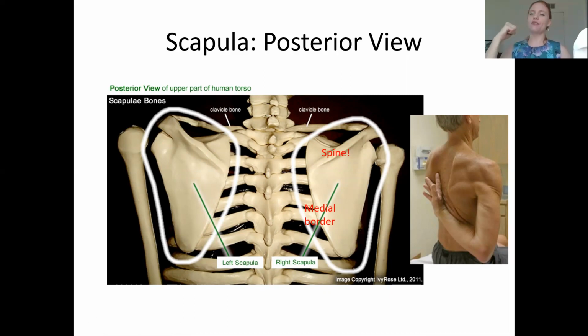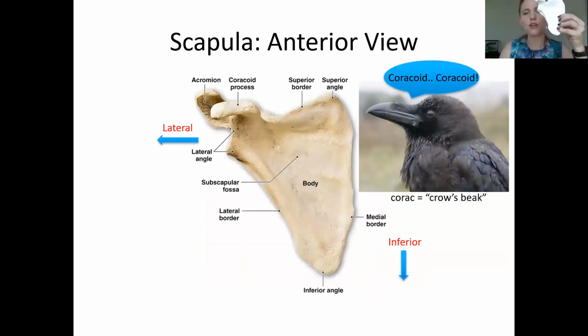Like your spine's on the back of your body, and you can actually feel the spine of your scapula. If you put your hand back there, you can feel that little ridge in the back. That would be the spine. So on this guy right here, that would be his spine. The spine is on the back, and on the front, it'll be flat. No spine on the front. So that's going to help orient you. This is the back, this is the front. And then the second thing you want to look at is medial versus lateral.